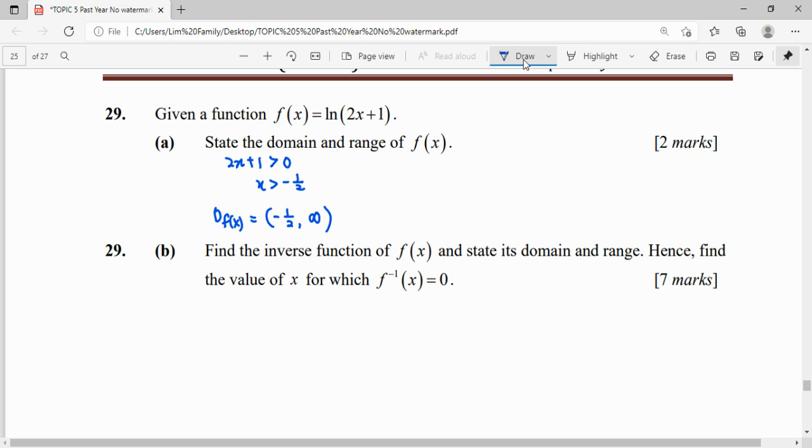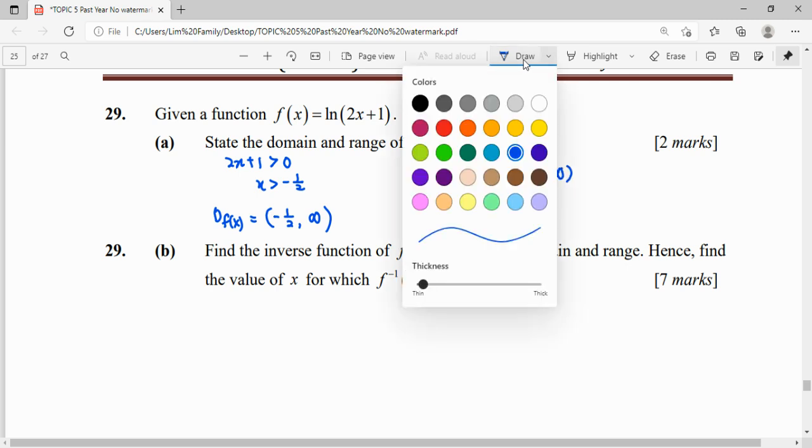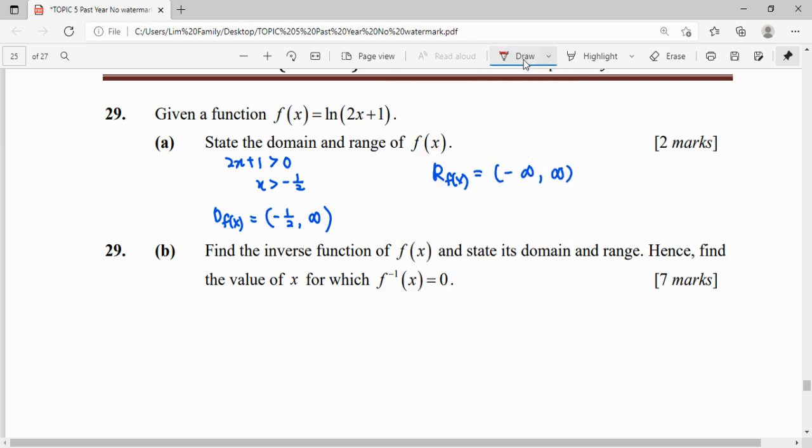Meanwhile, for range of the function, log is not our special case in our range. So the answer will be negative infinity to infinity. So here will be our domain marks and range marks.